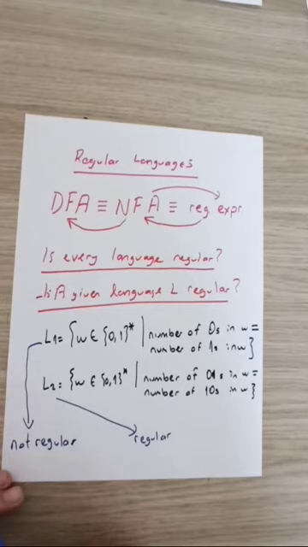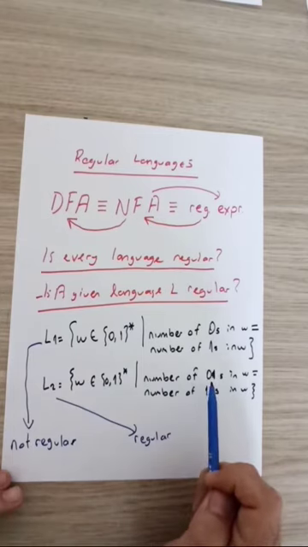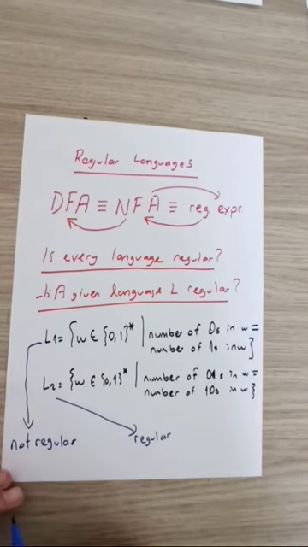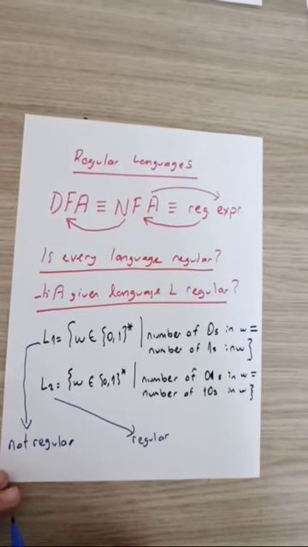Same goes for L2 as well. If we had a mechanism to easily count the number of 0 ones in the string and the number of 1 zeros in the string, we could just check whether those two counts are equal to decide whether the given string is in the language or not.